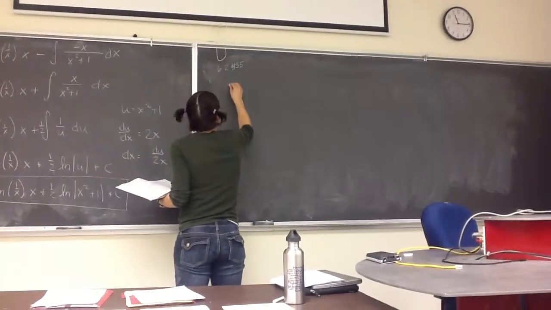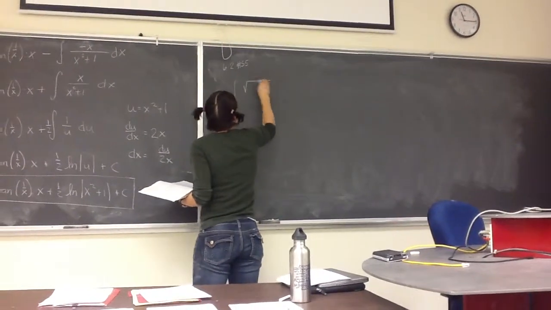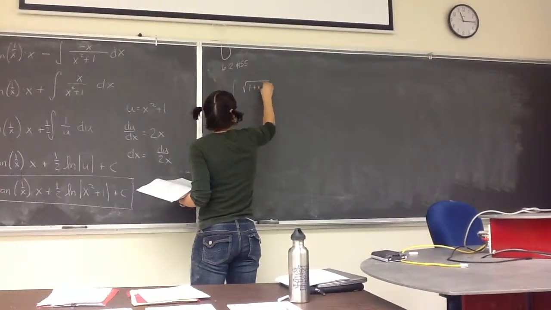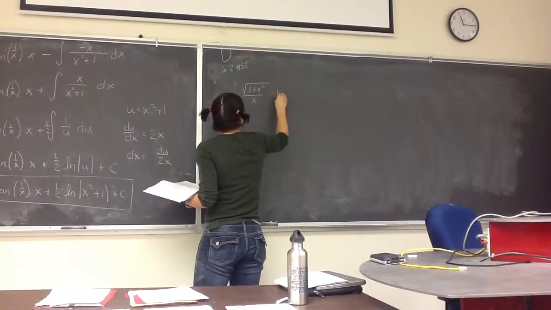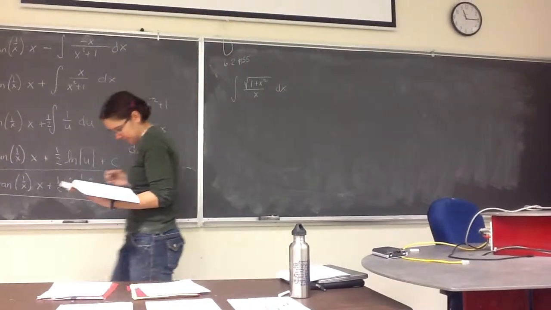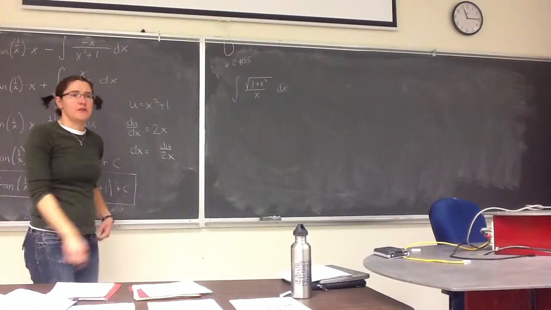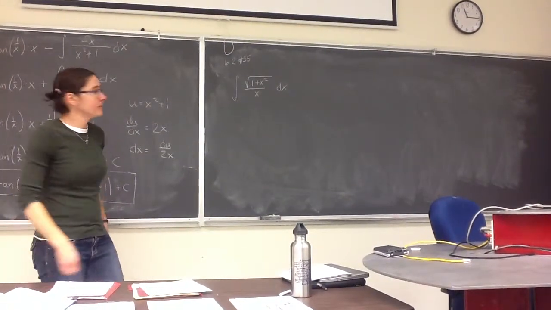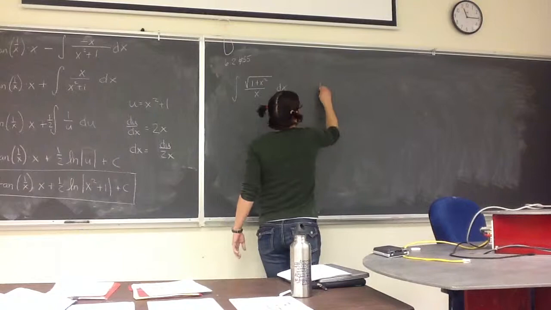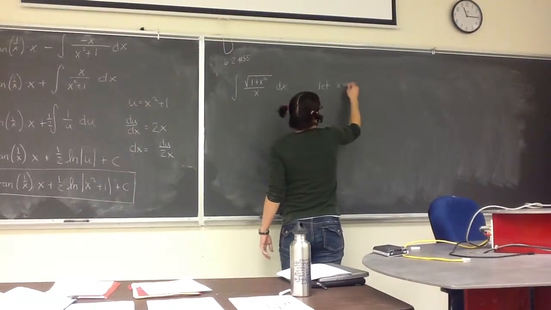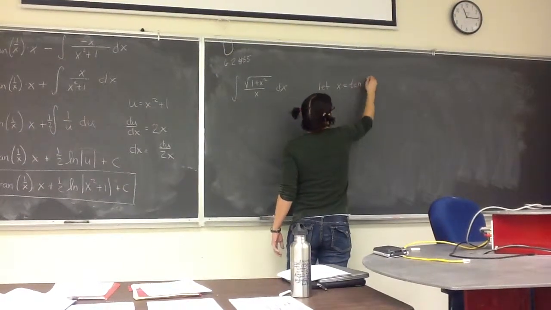Okay, we've got the integral of the square root of 1 plus x squared over x dx. Alright, and Aaron, you looked at this, and what were your first thoughts? So that x equals tangent theta? Okay, so let's let x be equal to tangent of theta.